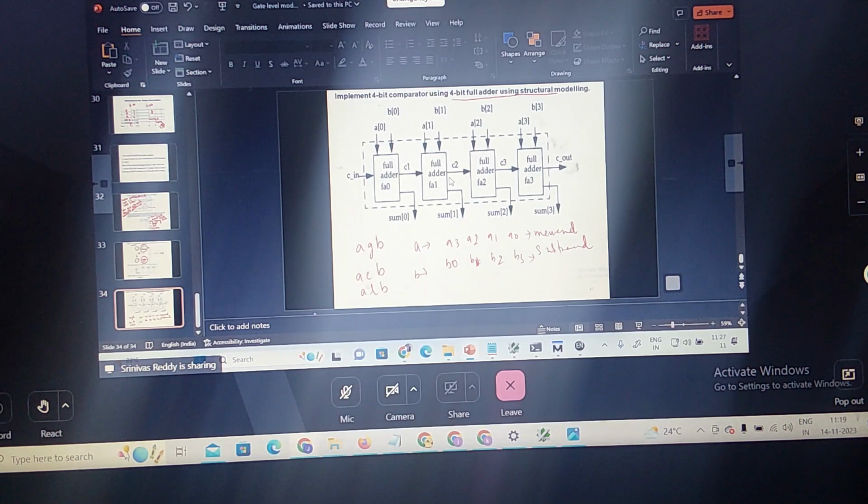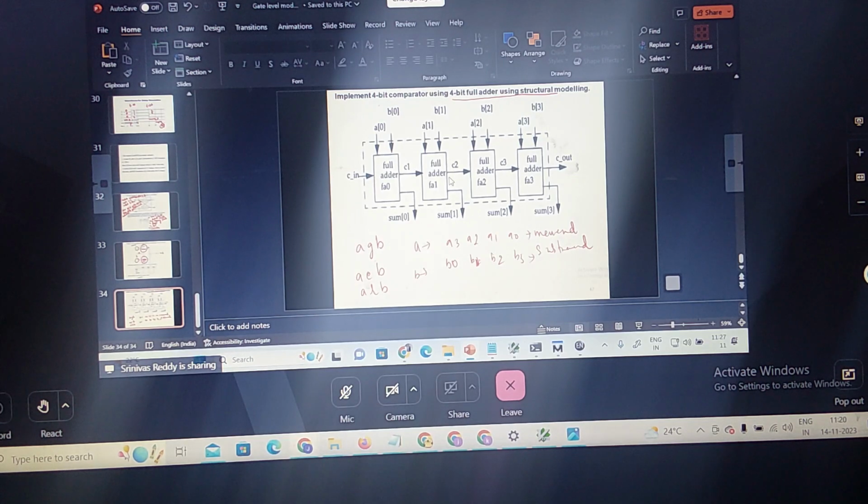When you say A is equal to B, the minuend is equal to the subtrahend. So when you say that A is less than B, the minuend is less than the subtrahend. Correct? How to do this program? How to do the gate level modeling for this program? What is the logic for this? Using the 4-bit parallel adder, I have to design the component.